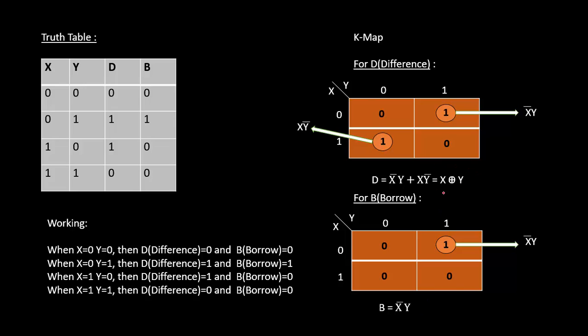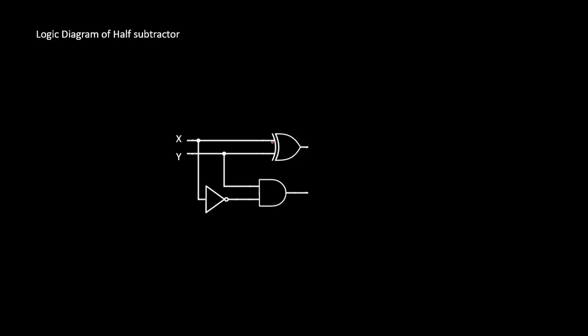Now we have got the output expression for difference and borrow. So we just need to use the basic gates and draw the logic diagram of a half subtractor. So we have two inputs, x and y. So the difference was x XOR y. So this is your XOR gate, and your borrow was x bar and y. So this is your output of a NOT gate. So this will be x bar, and this is y, which is given as an input to an AND gate. So this output will be x bar y, and this is x XOR y, which is your difference, and this is your borrow.